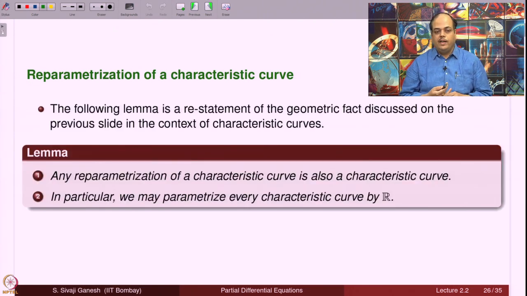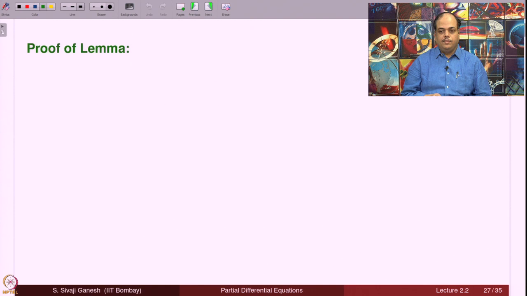And therefore, one advantage of this is that you take j tilde to be R, and you can always define a diffeomorphism from R to that particular j. Therefore, you can always reparameterize by R. It is very useful, we will see that when we prove existence theorems for the Cauchy problem of quasilinear equations as well as general nonlinear equations.